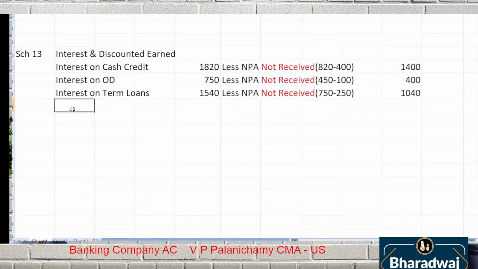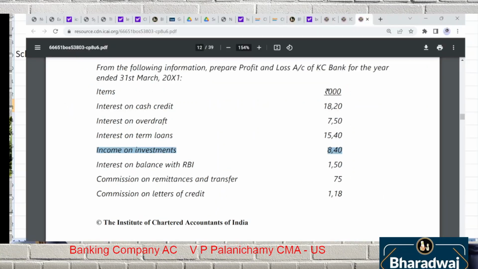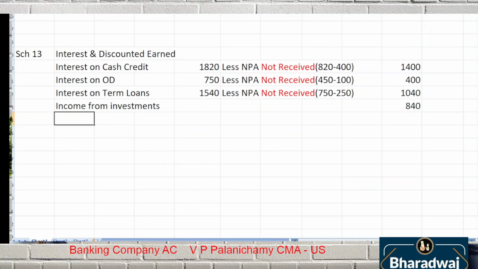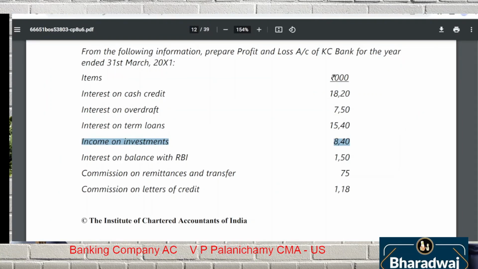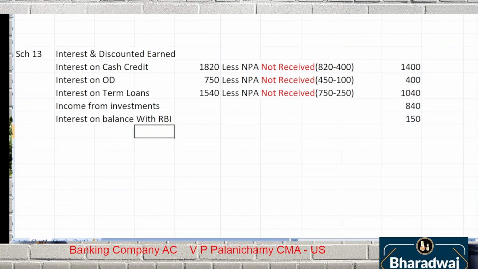Income from investments will come in 13, of course. Interest on balance that is kept with RBI. It is not a loan given by RBI. The banks have to keep certain cash reserves with RBI. For that, RBI is giving interest to us. It's an income for the bank. Add up, 13 total you get. So from this question, we understand on NPA, the income not received cannot be recognized.